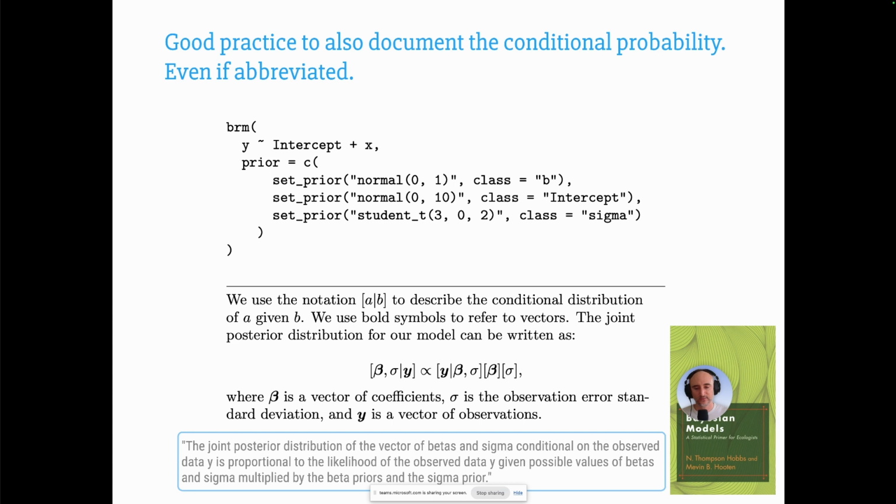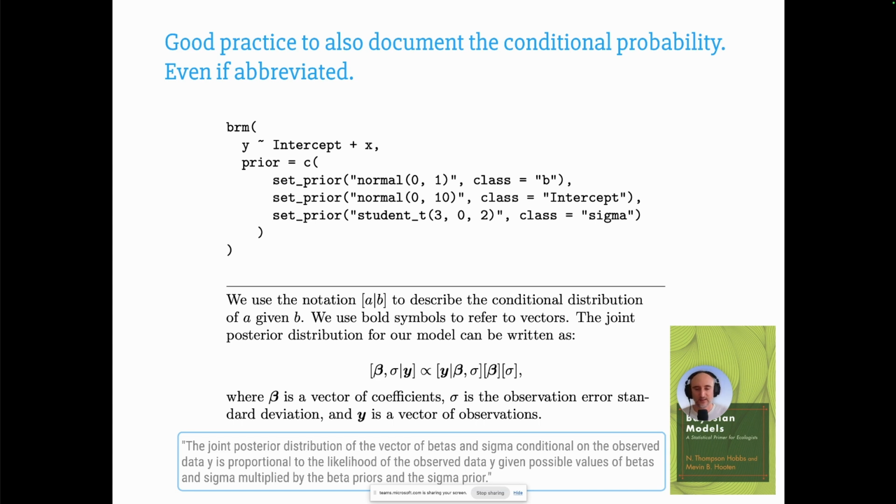And they go so far as to say that every Bayesian analysis should have somewhere the conditional distribution written out, even if it's in a supplement, even if it's in an abbreviated form like this, which we'll walk through. It's important to include this. And for a simple model like this, you might look at it and say, well, this is trivial. What's the point of this?